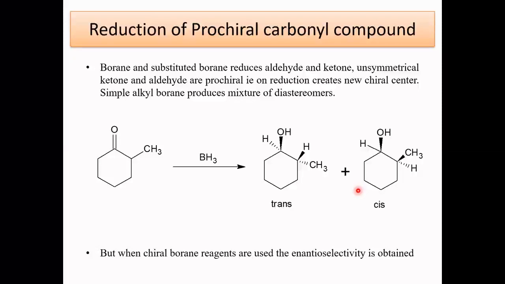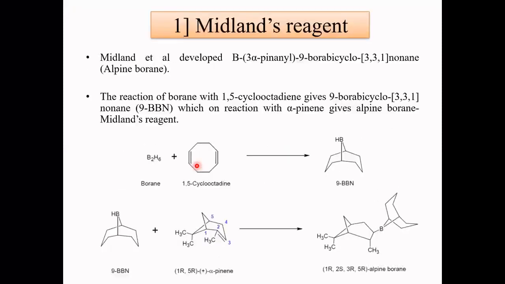But rather than using simple borane, we can use chiral borane reagents for these reactions. We are going to study the different chiral borane reagents for this particular reaction. Out of that, the first reagent that we are going to talk about is the Midland reagent. This Midland reagent was developed by Midland, and it is also called alkene borane. You can see this structure. This is called alkene borane.